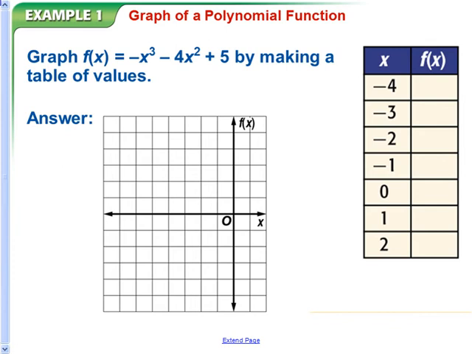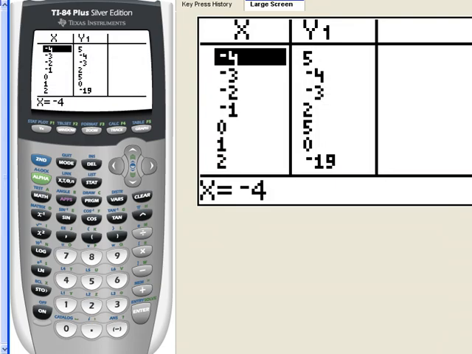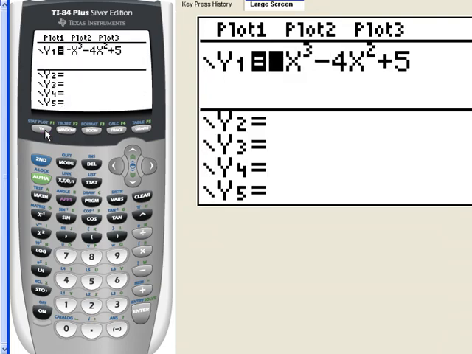Graph this function. The first thing you're going to want to do is write down that equation, or that function. And then let's use our calculator on this. So go to your calculator, type in the function, and we'll make a table for it. I already have the function in there. To do so, I went to y equals, and I typed in the function. If you're not remembering how to do raised to the third, you press the raised to key here, and then 3.